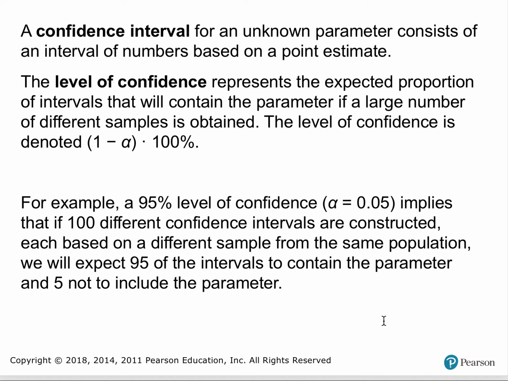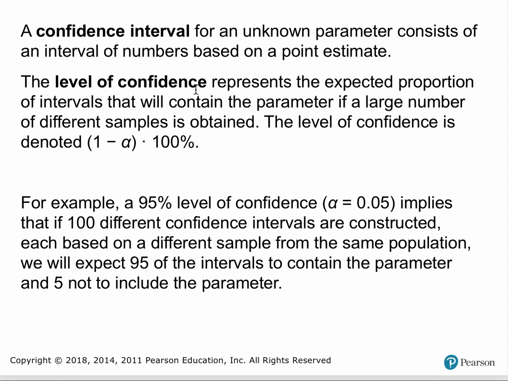So in statistics, we're going to create an interval for a population parameter based on a guess, right, along with a level of confidence. Now, the guess is the point estimate, so when I say a guess, I don't just mean a random guess, right? The point estimate of the population parameter. And the level of confidence is going to play a role in the width of that interval. Okay, so a confidence interval for an unknown parameter consists of an interval of numbers based on a point estimate.